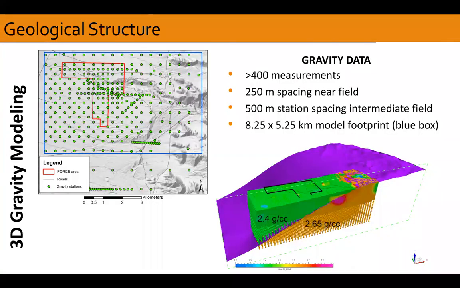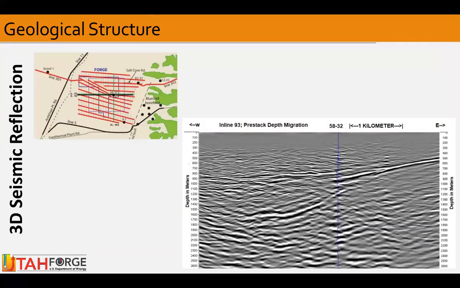Additional data sets providing 3D information about the geological structure comprise a high-resolution gravity study and a 3D seismic reflection study. These data have been used to characterize the dip on the contact between the basin fill and the underlying basement rocks. You can see the prominent reflector which marks that contact.